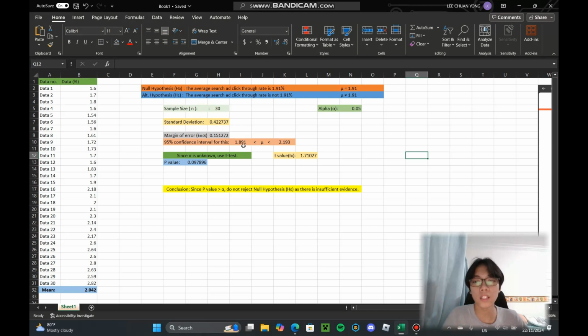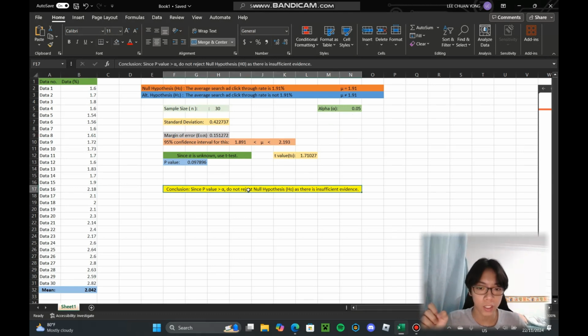And thus, we can find our 95% confidence interval using our margin of error obtained. So how we got this 1.891 here is by using our mean minus our margin of error, which is the lower boundary of our confidence interval, and our upper boundary will be using 2.042 plus our margin of error, which gives 2.193. So since our p-value in this case, which is 0.097, is bigger than our alpha value, which is 0.05, there is insufficient evidence to reject the null hypothesis, and so we won't do it, right?